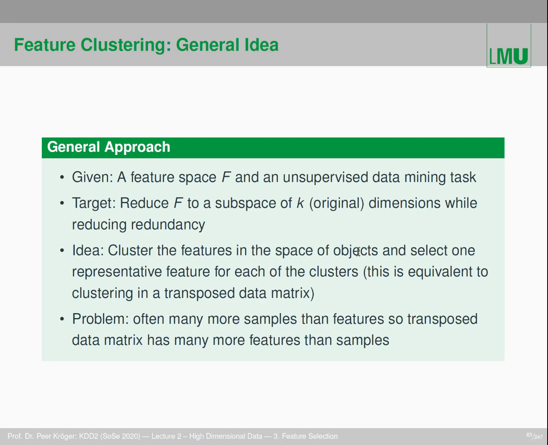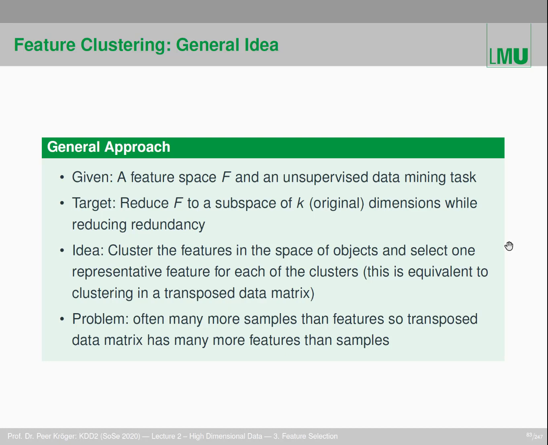So you use a clustering on the transpose data matrix, and then you get clusters of features having redundant values in all the objects, or in most of the objects actually. The problem here is very often that you have many more samples than features, so the transpose data matrix has many more columns than rows. But okay, if you employ a very simple model or specific distance measures, that may at least ease up this problem.